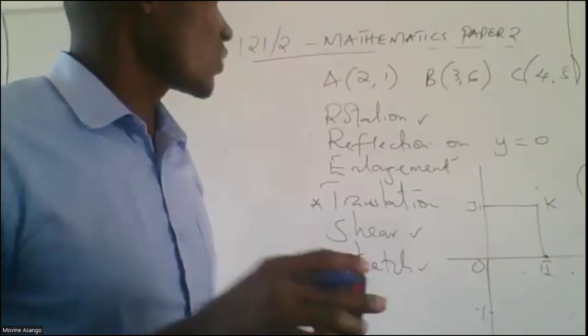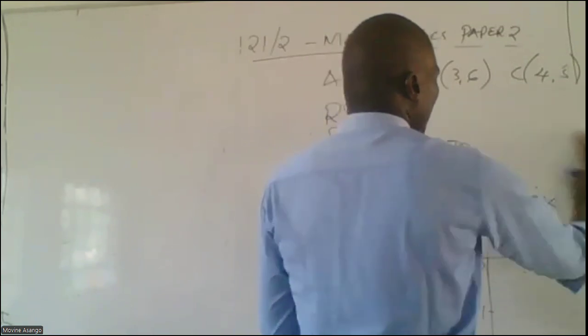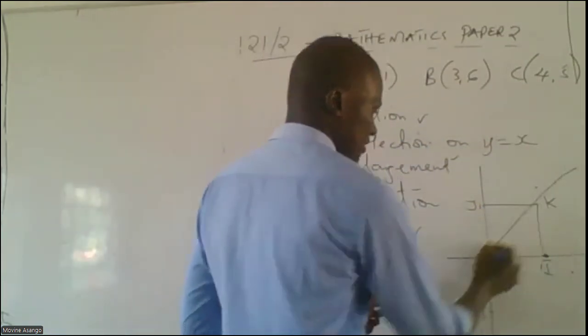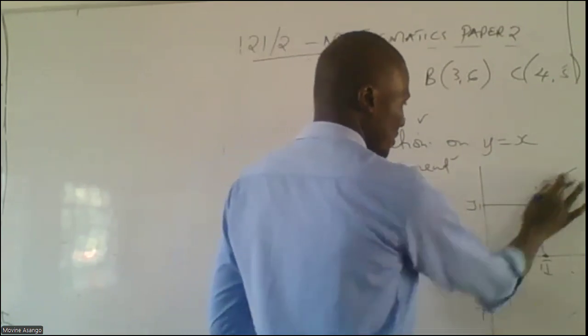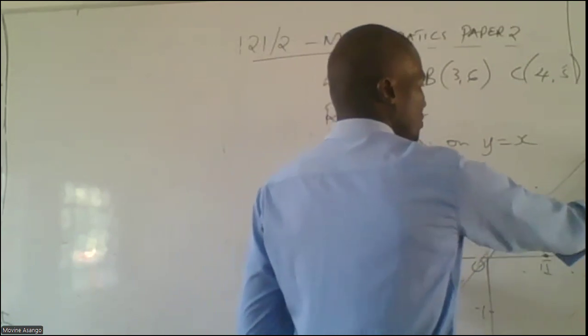If I want a reflection on the line y is equals to x, line y is equals to x is this one here, the one that passes through 1, 1. So it must pass through that point. This is line y is equals to x.